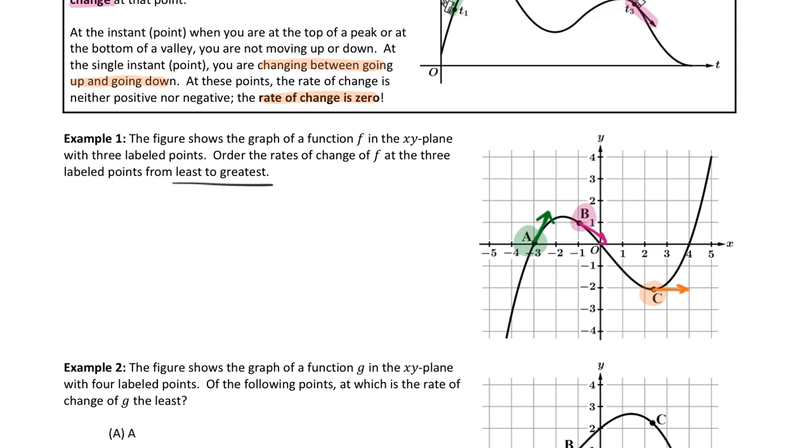B. Why B? Because it's going negatively. Negatively. Very good. So if we go B first, that's because we know B is a negative slope, a negative rate of change.